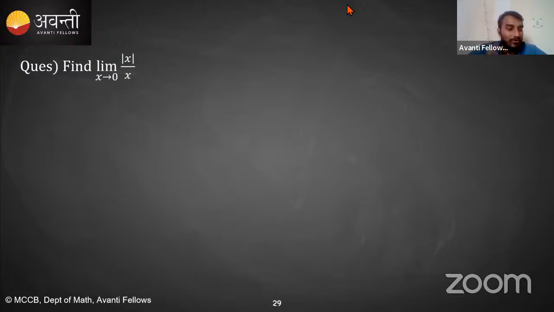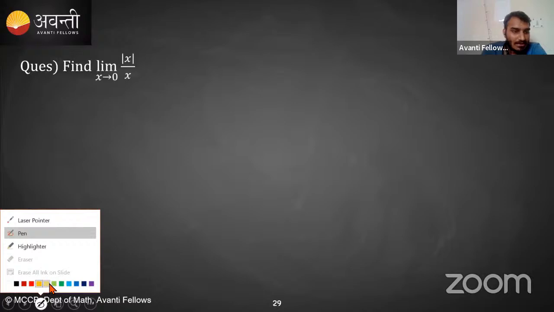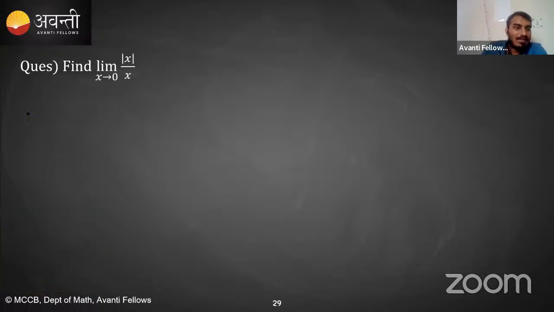Sagar, LHL, not LHS. LHS means left hand side. We say LHL, left hand limit. Okay, very good, Sagar. So now let's check. Since it is a modulus function, students, we know that we have to find the limit separately, right? Means left hand limit and right hand limit we have to find separately.